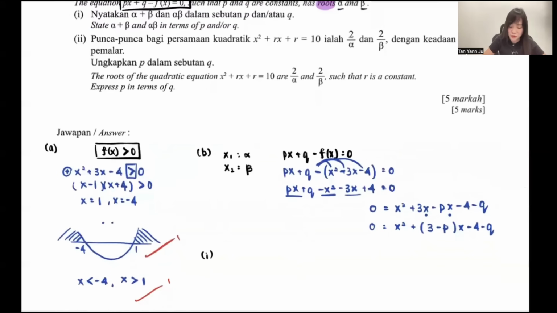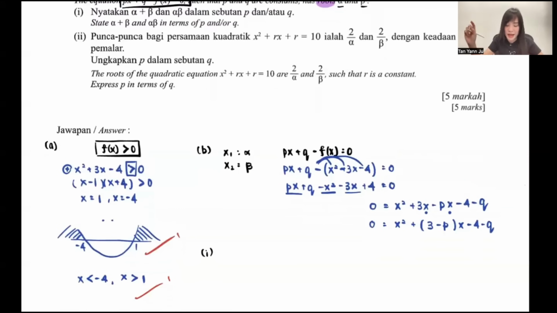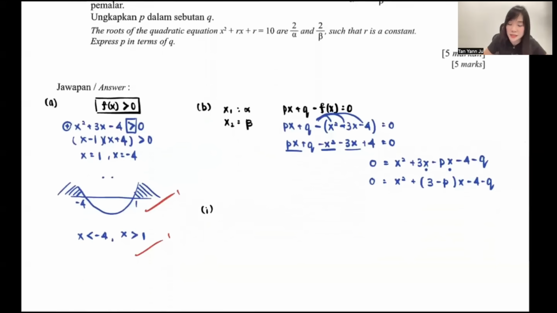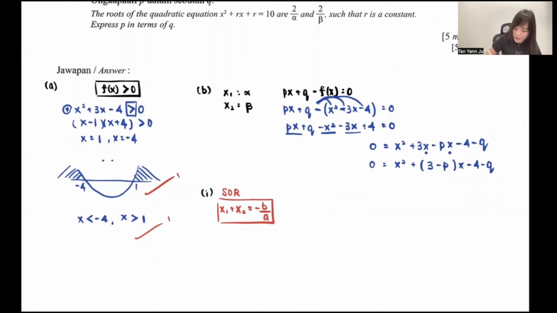So next, they say, first one, state alpha plus beta and alpha beta in terms of p and q. You guys should know alpha plus beta has a name called SOR. SOR stands for sum of roots. The sum of roots formula is always x1 plus x2, because your roots added together is equivalent to negative b over a, guys. This is the formula. So now you all know x1 is alpha and x2 is beta. So isn't alpha plus beta equivalent to negative b over a?